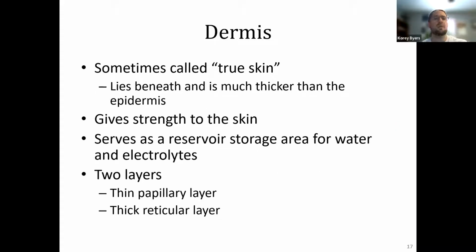So the dermis is what we call the true skin. It lies directly below the epidermis and is much thicker. We're not going to learn it in different barriers or different levels. We refer to it as the true skin, and so we don't have to worry about learning different layers of the dermis, but it gives strength to the skin. It serves as a reservoir or storage area for water and electrolytes.